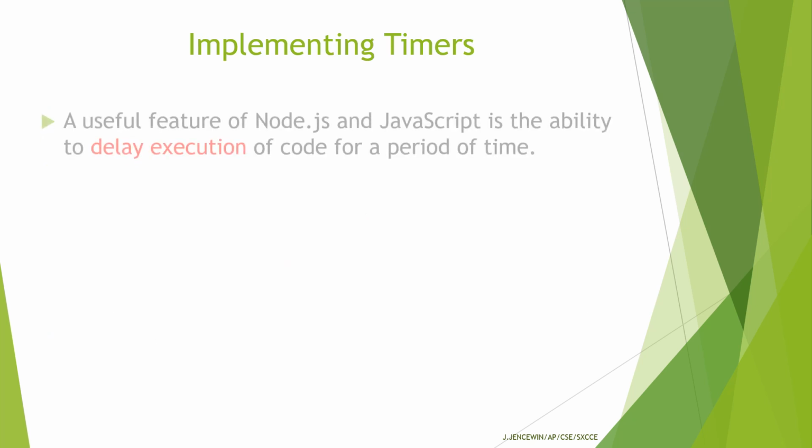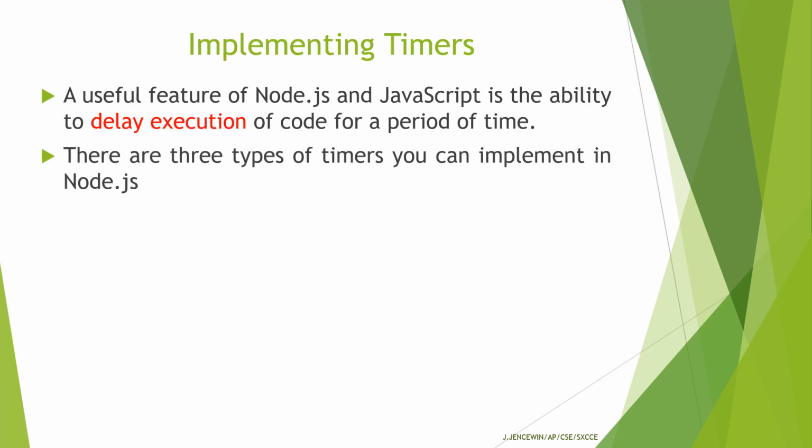Now we can see them one by one. First we will see how to implement timers. This is one of the useful features of Node.js. Here we use timers for delaying our execution. There are three different types of timers: one is timeout, the second is interval, and the third is immediate.